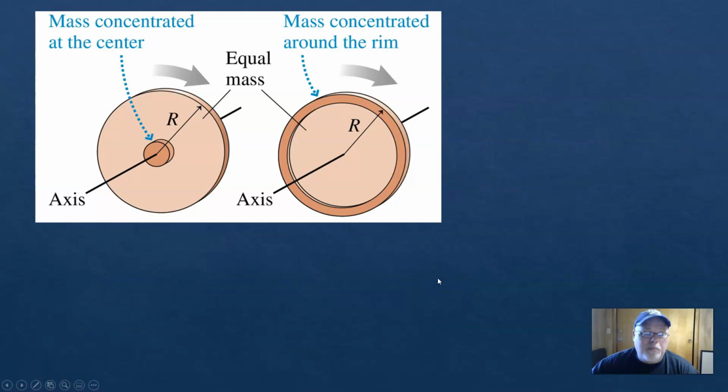Taking a picture out of your book. What we have here, the entirety of this object, this part and this part, is equal to the mass of this whole thing, this part plus this edge.